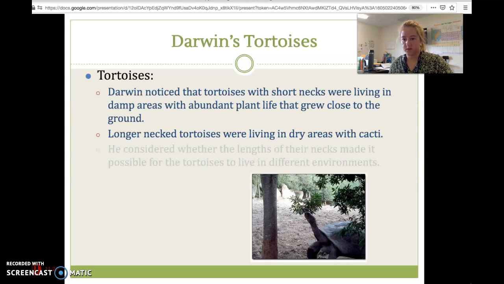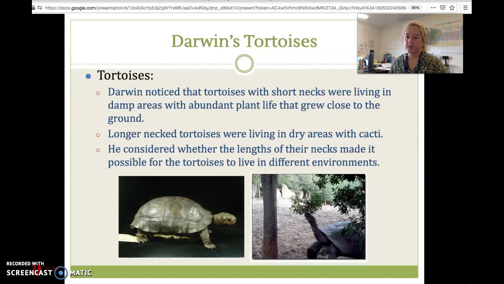So what Darwin noticed was that tortoises with short necks were living in damp areas with abundant plant life that grew close to the ground. Longer-necked tortoises, however, were living in dry areas with cacti. He considered whether the lengths of their necks made it possible for the tortoises to live in different environments.